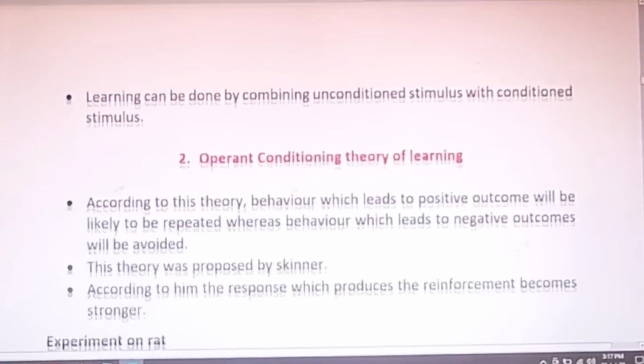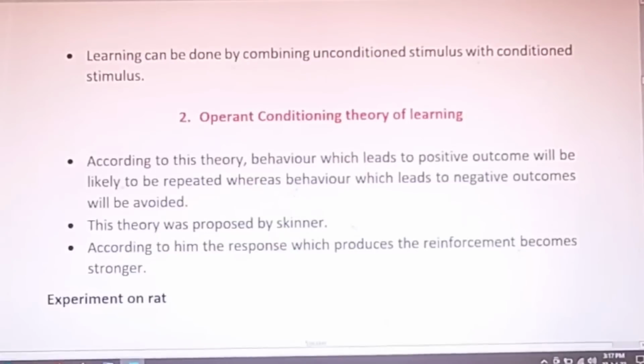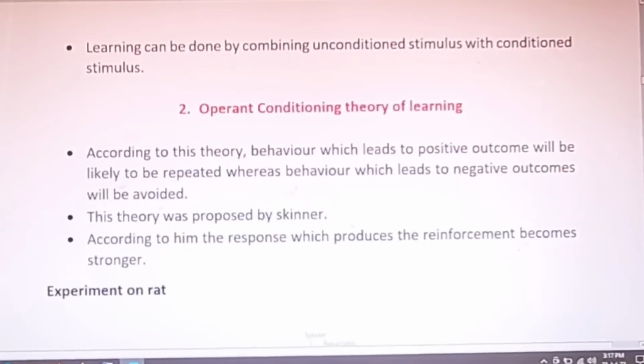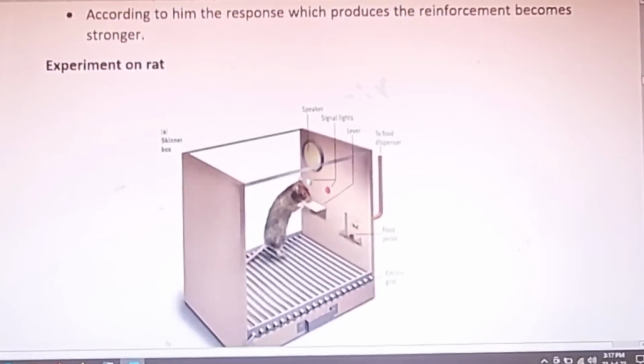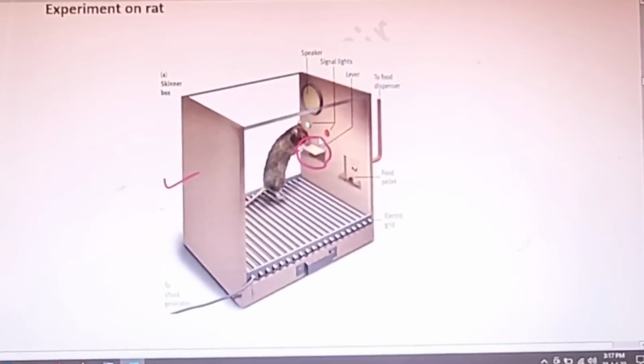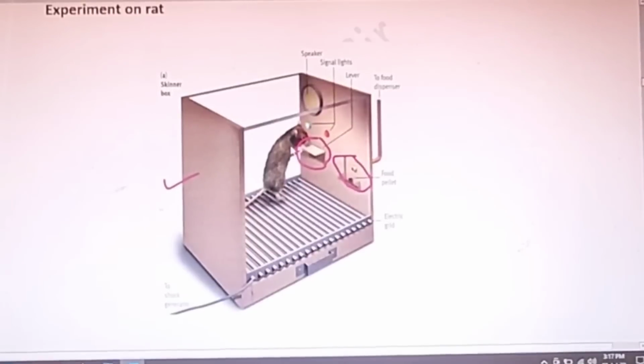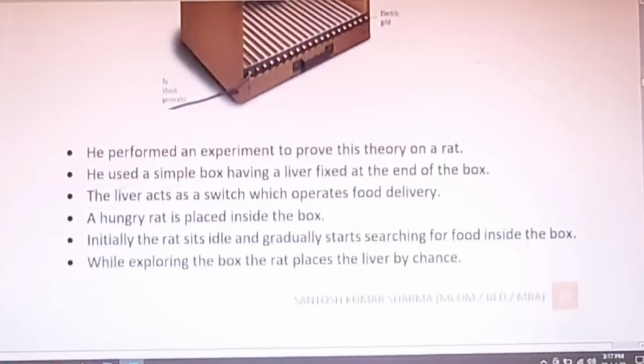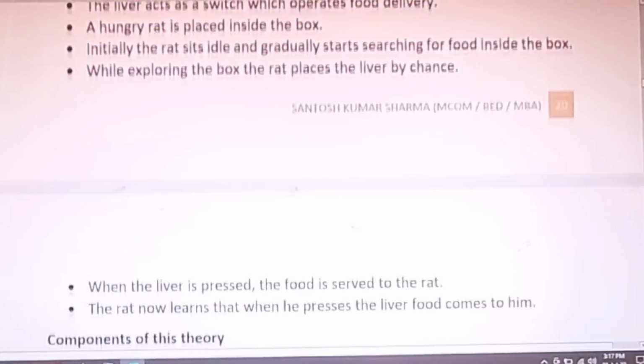Okay, let's move on to operant conditioning theory. Now, all these theories I've already explained, and this is the famous experiment on a rat, where the rat is placed in a box. Okay, and there is a lever here. This is the lever, and the food is passed through this hole, and when the rat by chance presses the lever, the food is delivered to him. So like this, he learns how he gets the food.